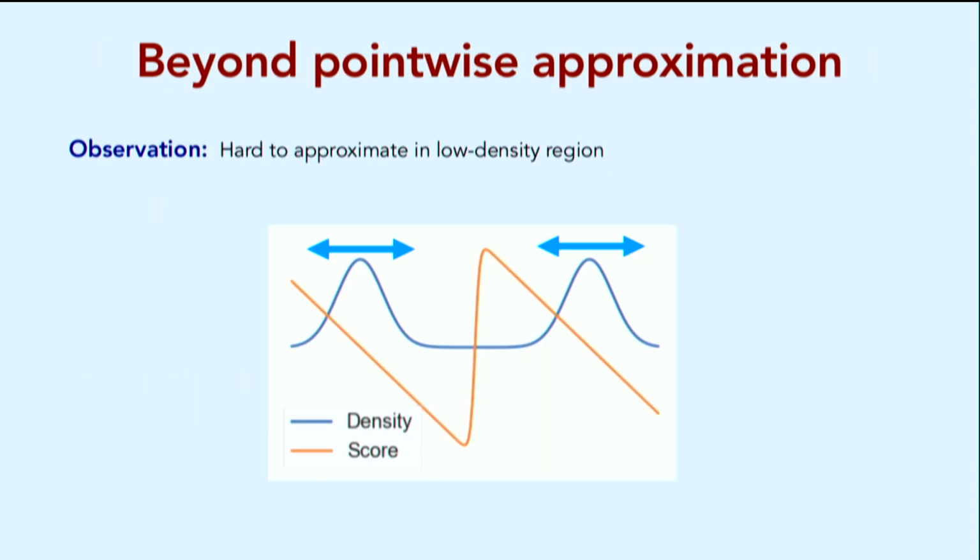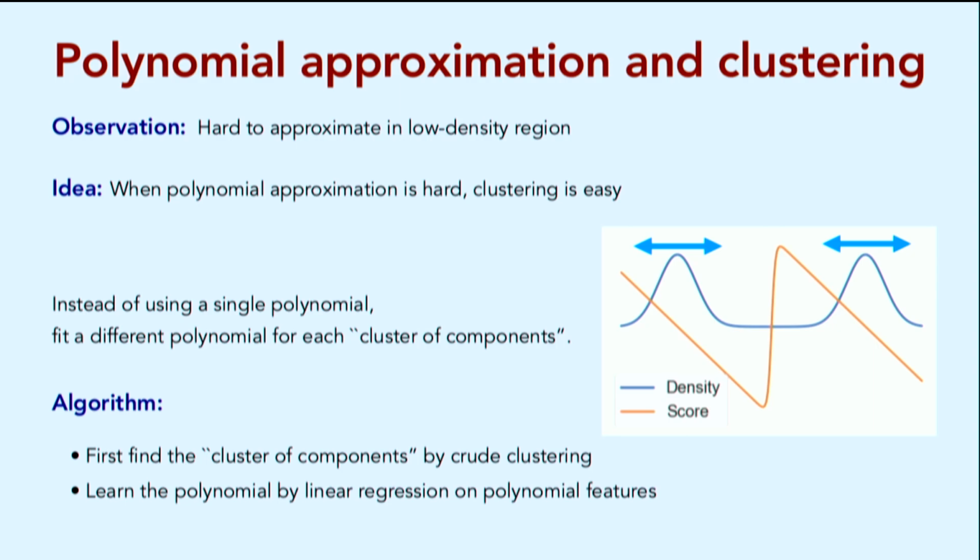However, we note that we actually don't need a pointwise approximation of the score function. Remember, our objective function is this L2 objective. We only need our score function to be accurate in areas where we have good probability density over the data distribution. In this case, the density is concentrated on these two parts on which the score function is approximately linear. So when this polynomial approximation is hard, we can cluster these Gaussians, and then fit a different polynomial for each cluster of components. In this case, each part looks approximately linear.